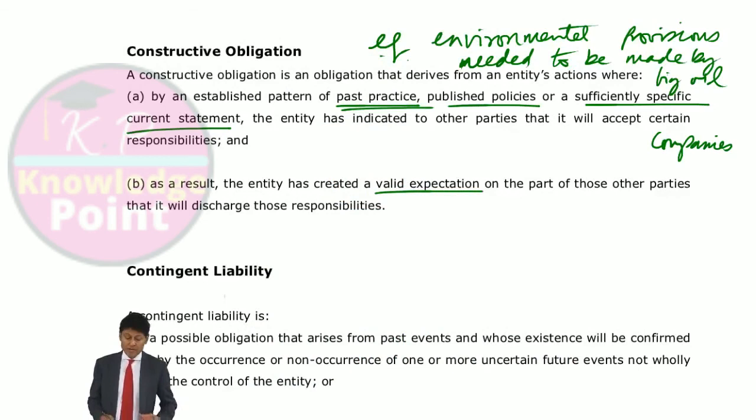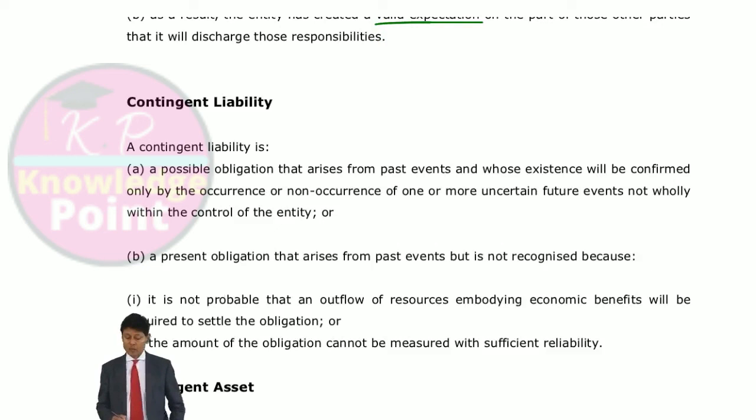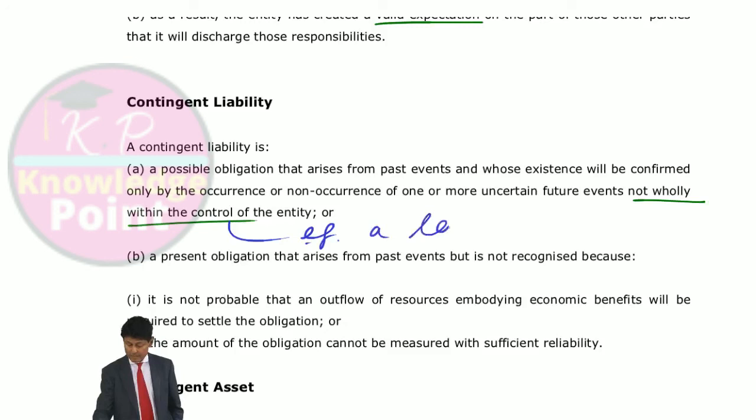There's another one called contingent liabilities. And there you have it: a possible obligation that arises from past events and whose existence will be confirmed only by the occurrence or non-occurrence of one or more uncertain future events, not wholly within the control. The best example, of course, here is a legal case, e.g., a legal decision pending.